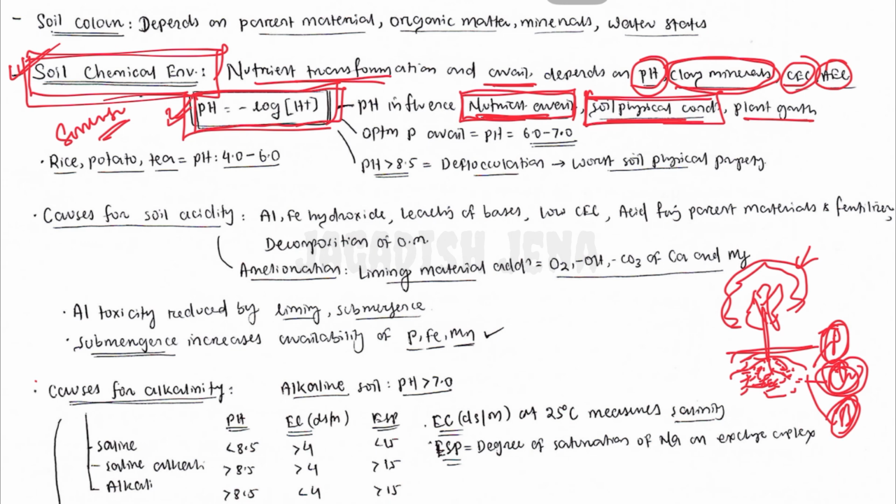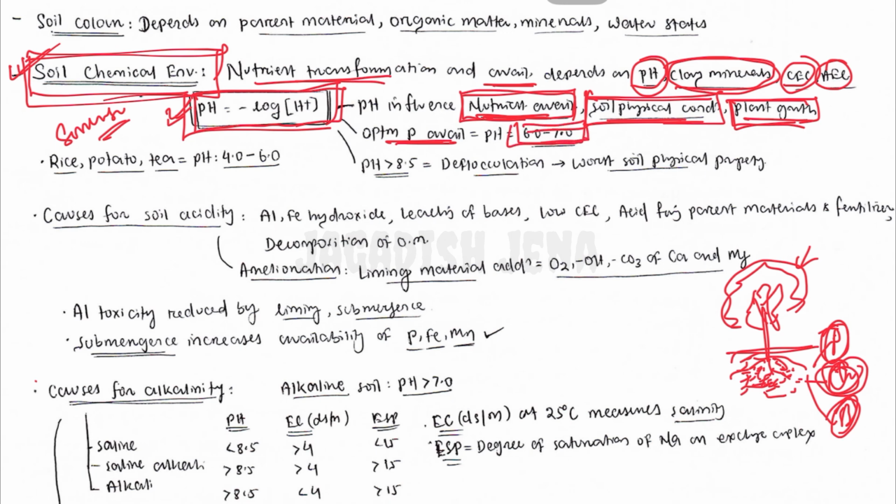Okay, but if some nutrient like calcium or magnesium is dominant in the soil, then it will become saline, but the soil physical structure will remain intact. Then plant growth, of course, will be affected if the nutrient status and soil physicochemical properties are disturbed by soil pH, right? So the optimum pH for phosphorus availability in soil is 6 to 7. Remember, the optimum pH for phosphorus availability in the soil is 6 to 7.